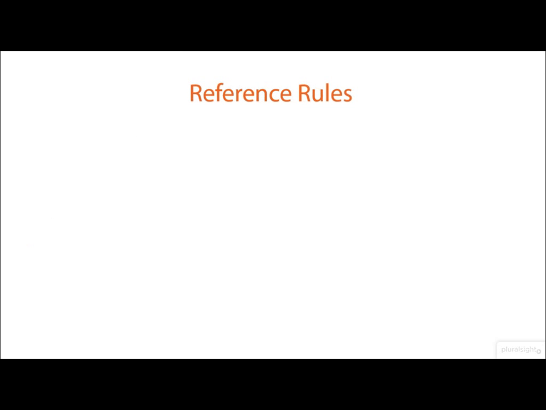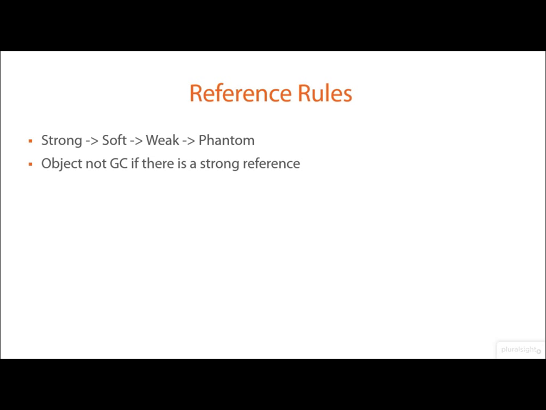There are rules when it comes to referencing objects in Java, and the rules are this. The strong reference is stronger than a soft reference. A soft reference is stronger than a weak reference, and a weak reference is stronger than a phantom reference. We already know that an object will never be garbage collected so long as there's a strong reference to it. However, it can be garbage collected if there's no strong reference, but there's a soft, weak, or phantom reference to it. On top of this, softly referenced, weakly referenced, and phantomly referenced objects each behave differently to the other.